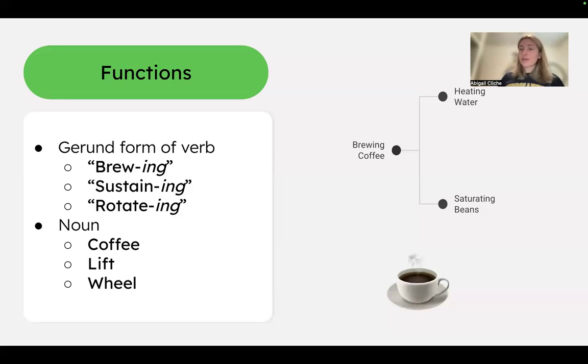If you're going to be a little bit more of an actual systems engineer, sometimes I've seen people derive them with the gerund form of a verb plus a noun. And so that's the form of a verb that has the ing on the end, like running, swimming. So brewing, sustaining, rotating. So you say brewing coffee, sustaining lift, if it's like an airplane wing, or a drive shaft. One function of a drive shaft would be rotating a wheel.